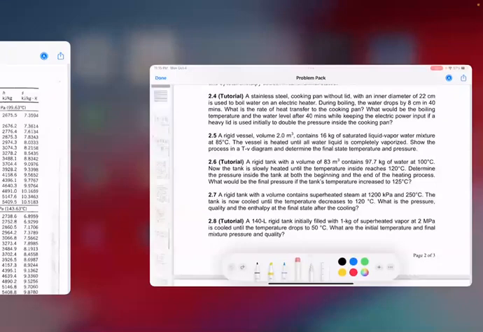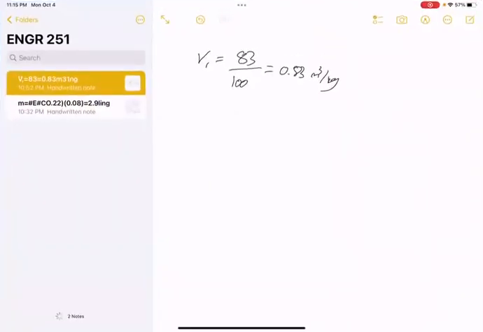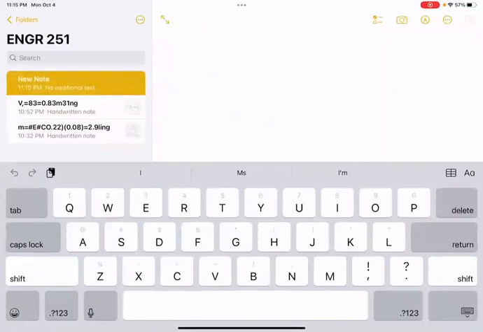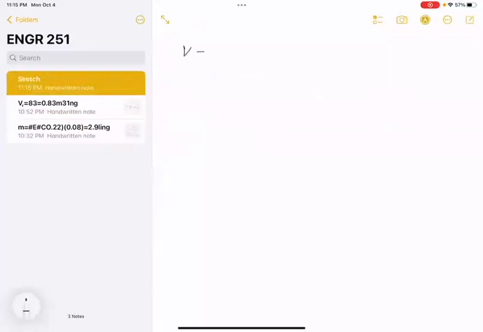Okay, so let's write that down. Specific volume is 83 over 97.7, where this is meters cubed and this is kilograms. And this will, of course, give us a specific volume of 0.85 meters cubed per kilogram. And we're told in the question we're going from 100 to 120.